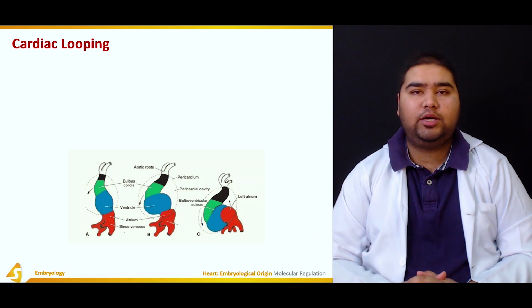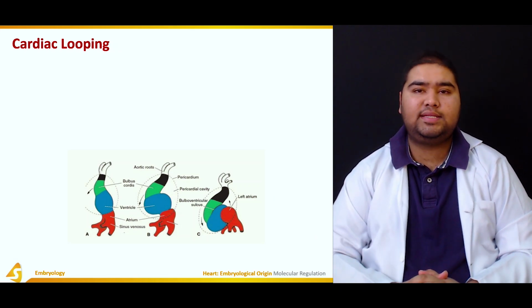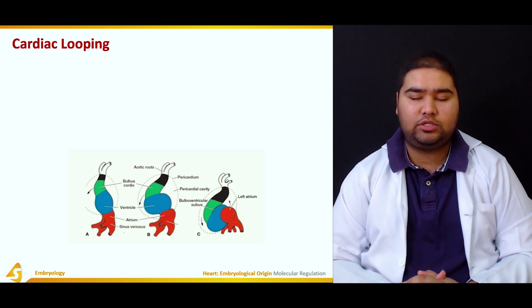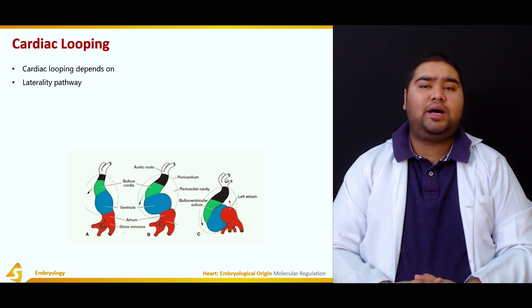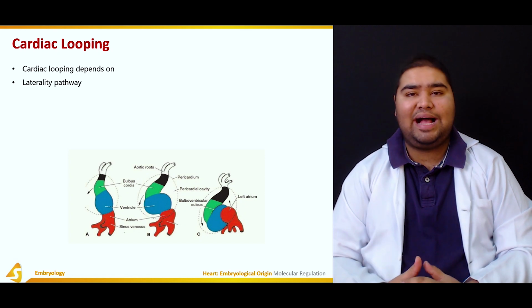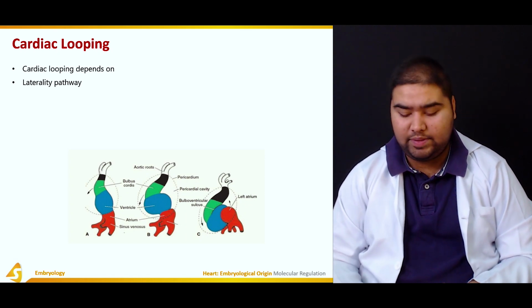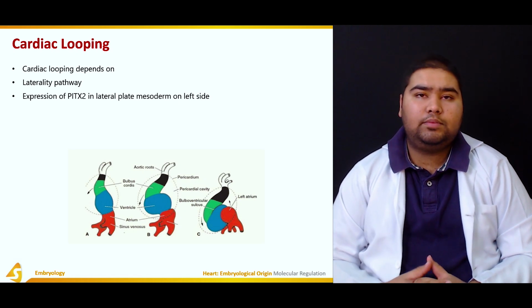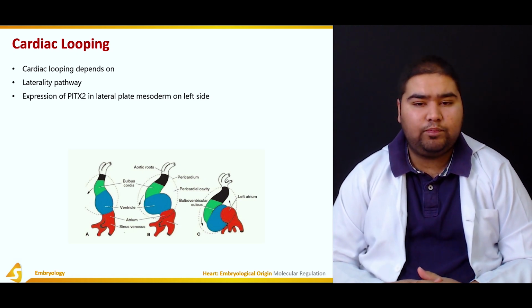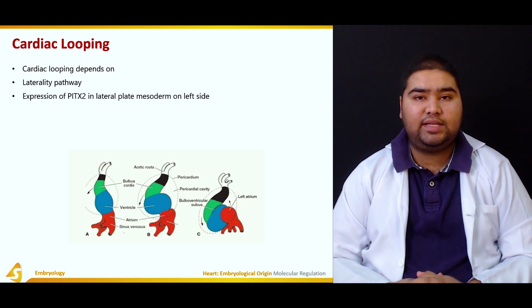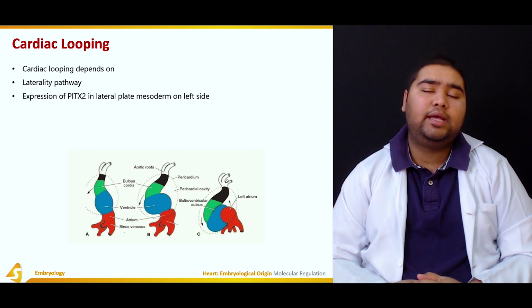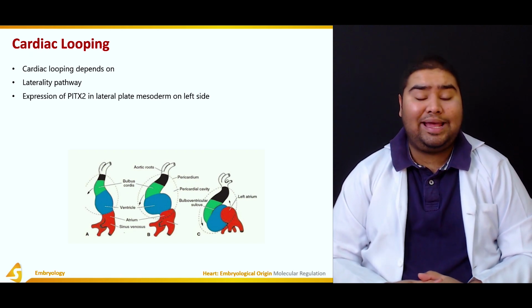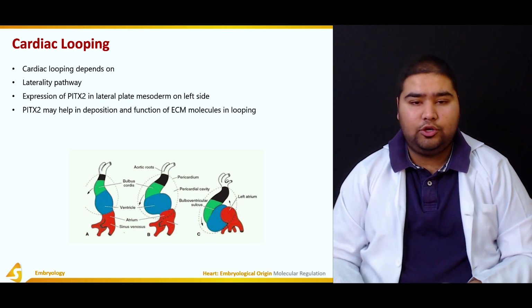We have already talked about the process of cardiac looping in detail. Now let's take a look at various mediators that act in the process of cardiac looping. It depends on the laterality pathway. The laterality pathway is very important as it helps to develop the axis of the embryo around which all the organs are developed. It also depends on the expression of PITX2 in the lateral plate mesoderm on the left side. Lateral plate mesoderm is very important in heart development, and the expression of PITX2 on the left side helps in the formation of the correct cardiac loop.